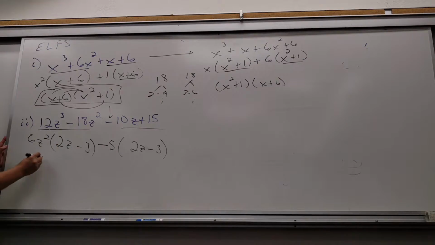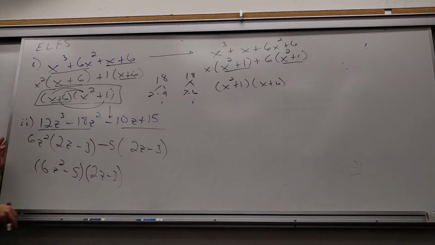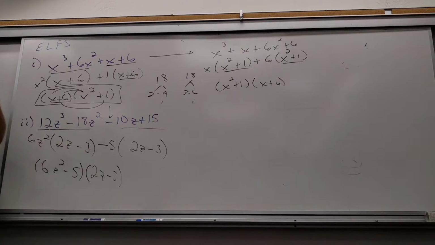6z squared minus 5. Okay, sure. 2z minus 3. And if you wrote 2z minus 3 times 6z squared minus 5, you're right, because multiplication doesn't care what order you do it in. 2 times 5 is the same as 5 times 2.